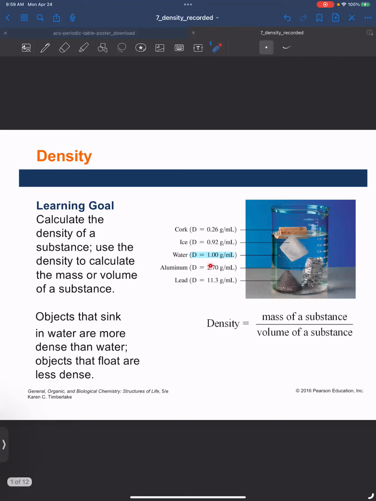Anything that has a higher density than water will sink, just like aluminum, which has a density of 2.70 grams per milliliter, or lead, which has a density of 11.3 grams per milliliter. And anything that has a lower density compared to water, such as ice or a cork, will float.